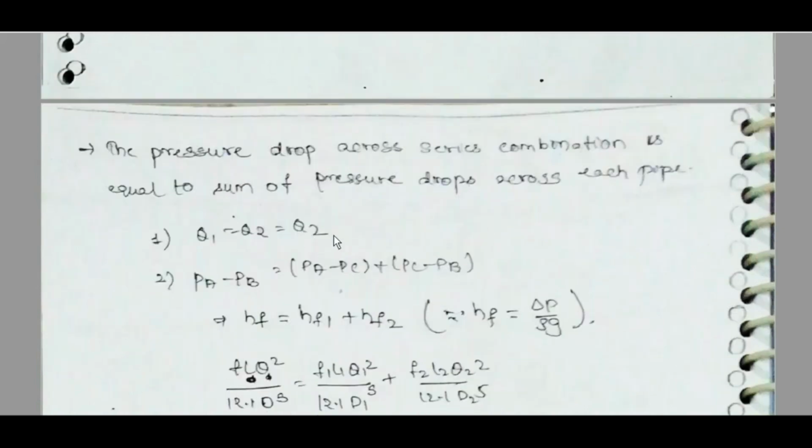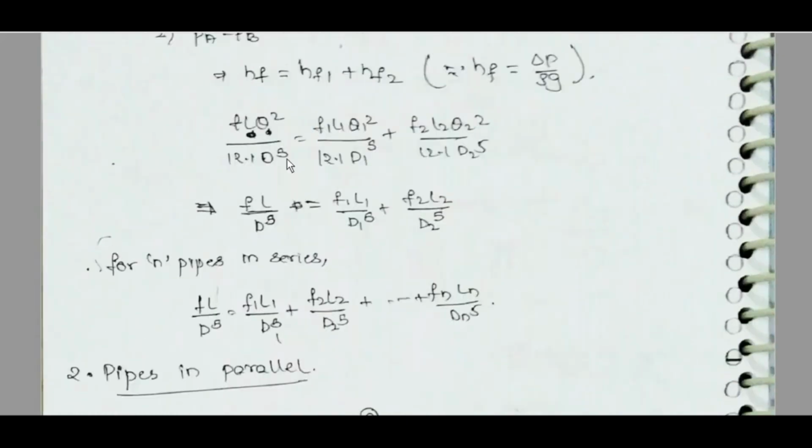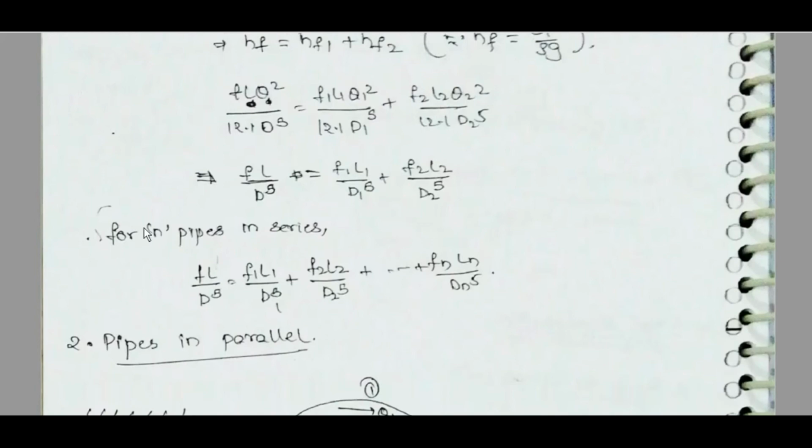Q1 is equal to Q2 is equal to Q. PA minus PB is equal to PA minus PC plus PC minus PB. HF is equal to HF1 plus HF2. fLQ square by 12.1 d power 5 is equal to, finally if you cancel constants, fL by d power 5 is equal to f1 L1 by d1 power 5 plus f2 L2 by d2 power 5. For n pipes in series, fL by d power 5 is equal to f1 L1 by d1 power 5 plus f2 L2 by d2 power 5, so on, plus fn Ln by dn power 5.